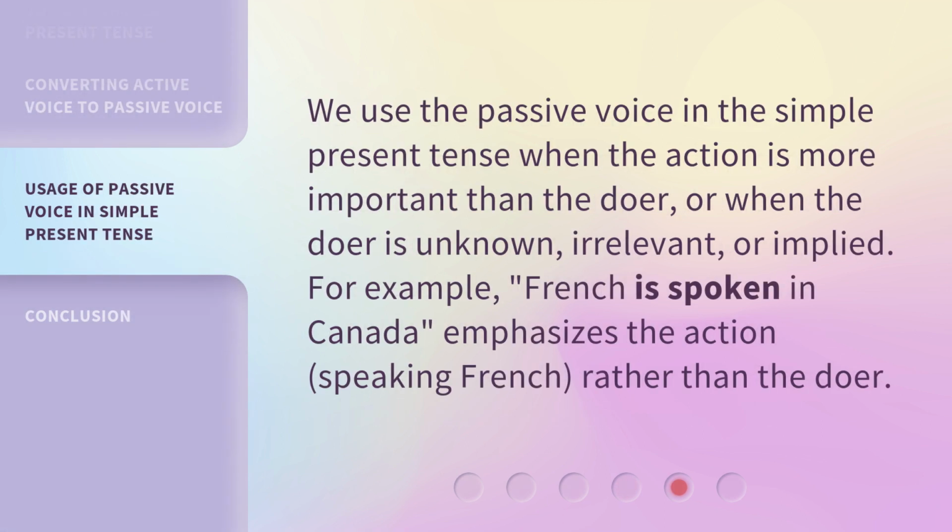We use the passive voice in the simple present tense when the action is more important than the doer, or when the doer is unknown, irrelevant, or implied. For example, "French is spoken in Canada" emphasizes the action, speaking French, rather than the doer.